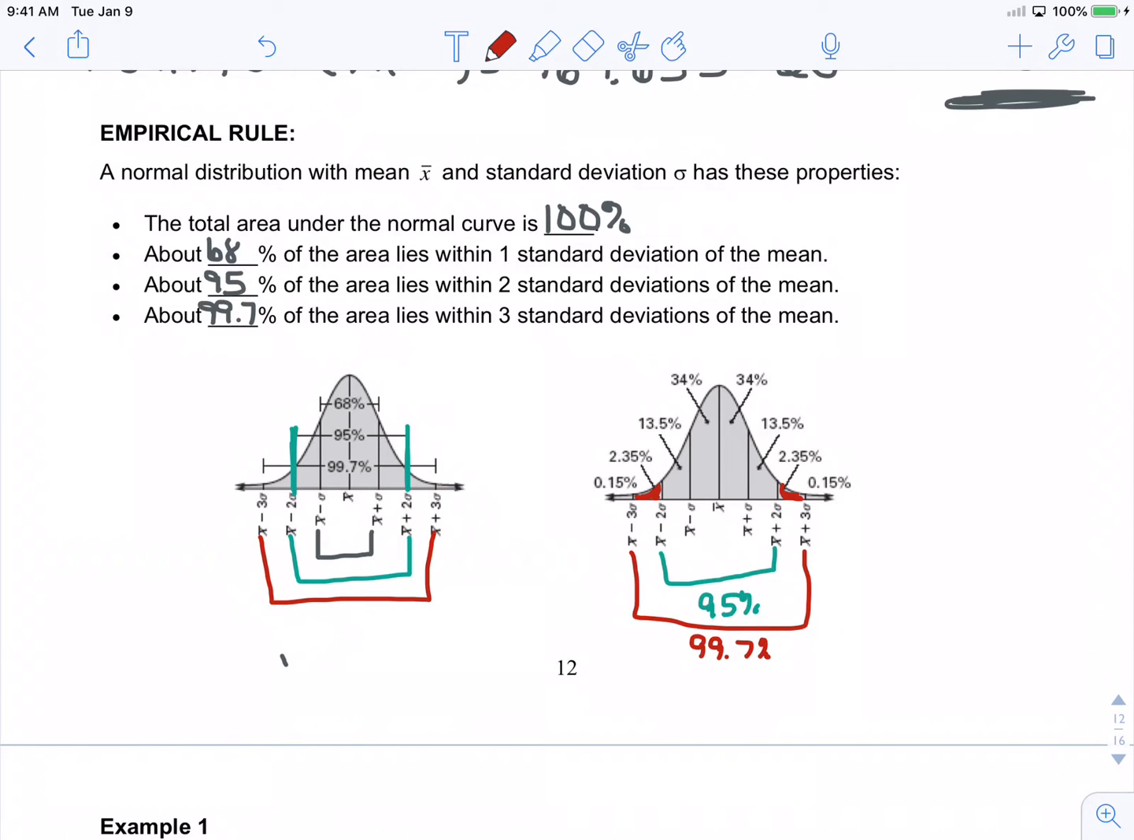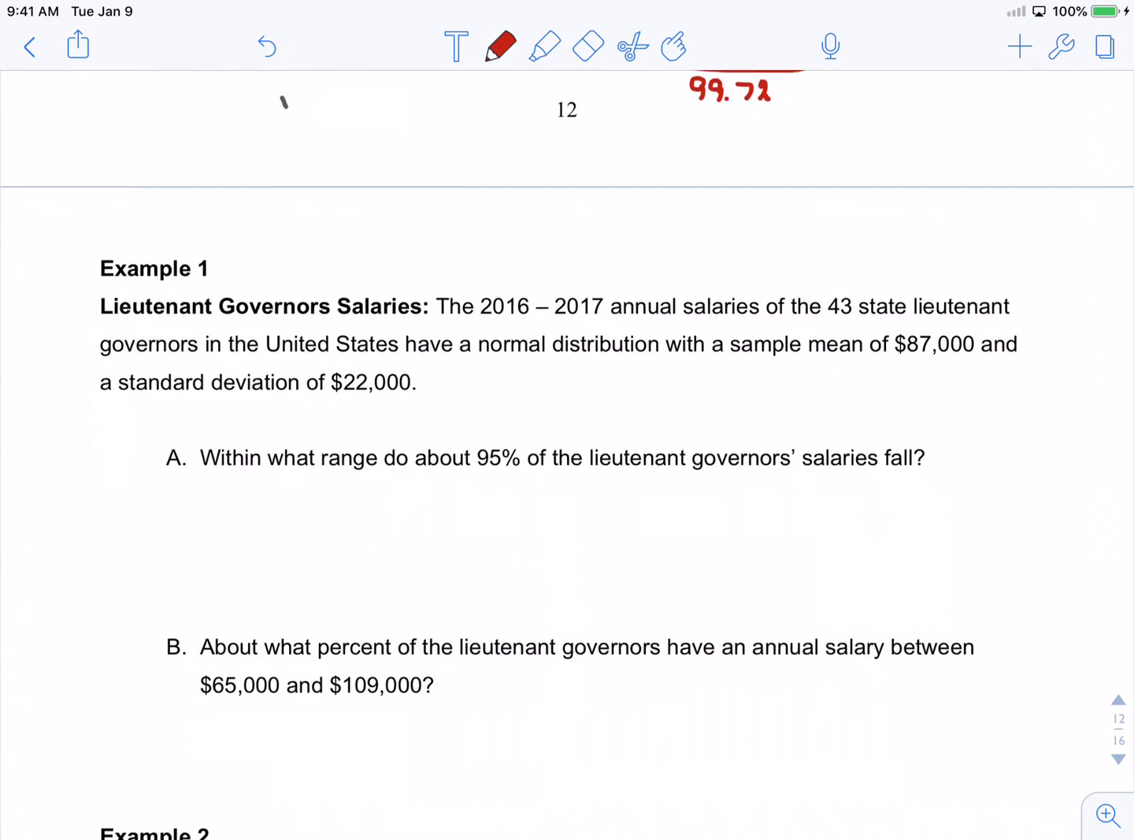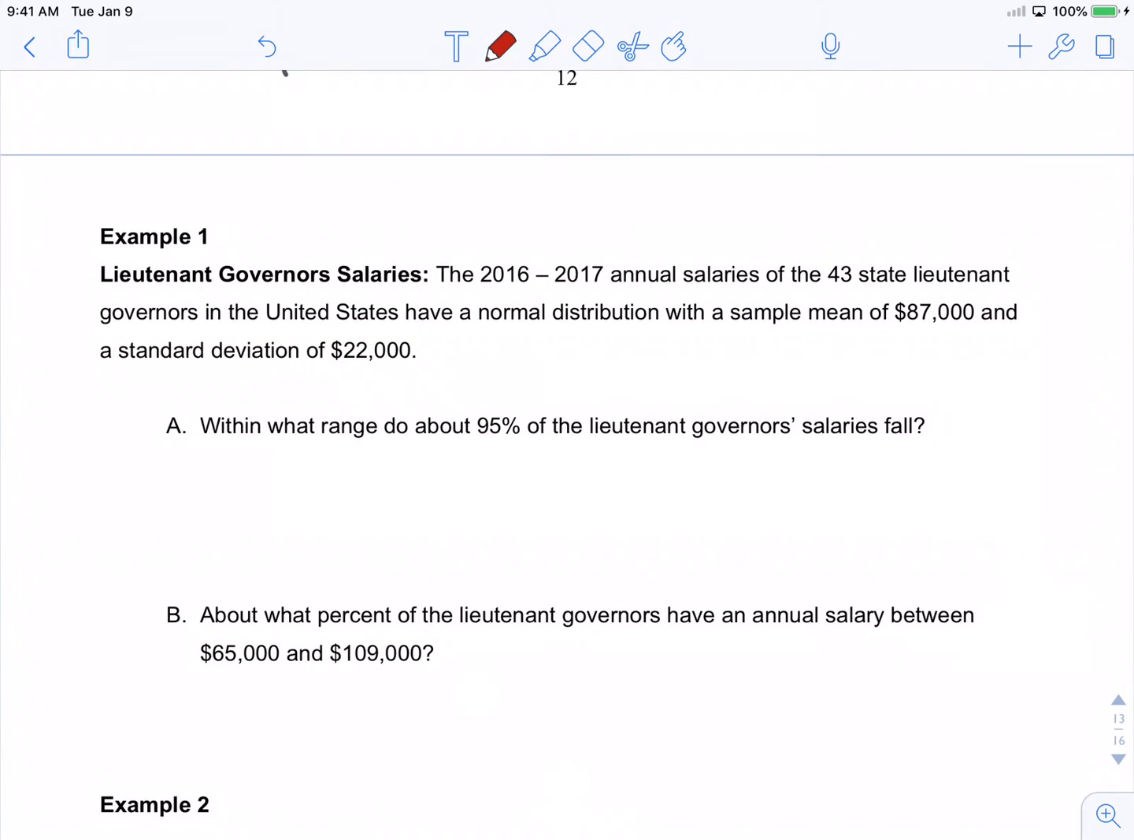A standard deviation is the spread of the data from the mean. So the further you're spread apart from the mean, the less it is associated with the middle of the graph. We're going to look at an example on the next page, to see if we can try and apply these standard deviations.